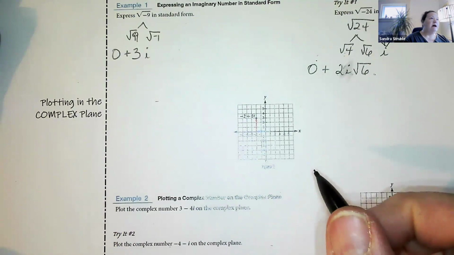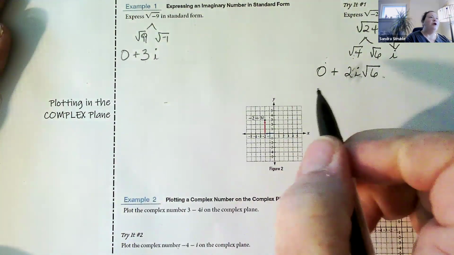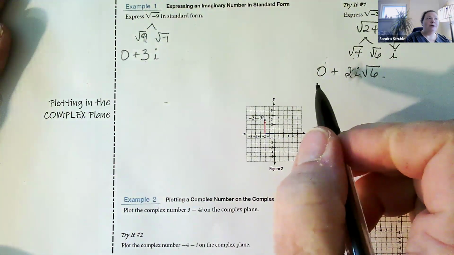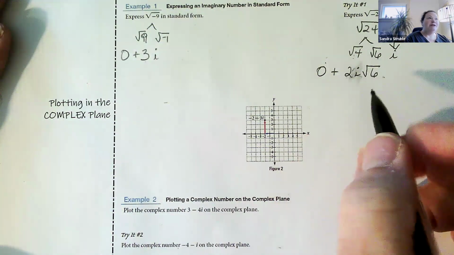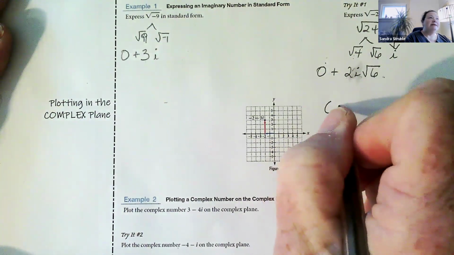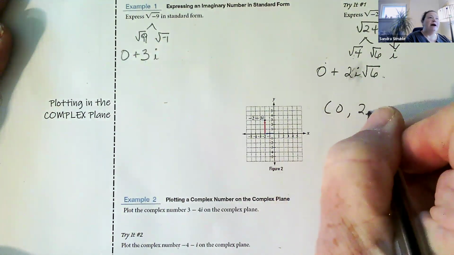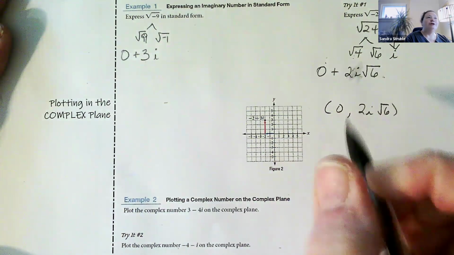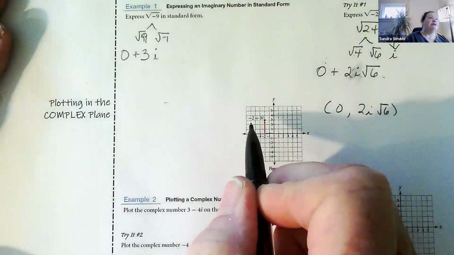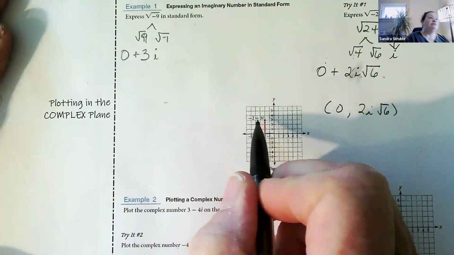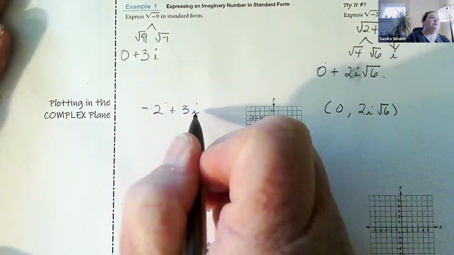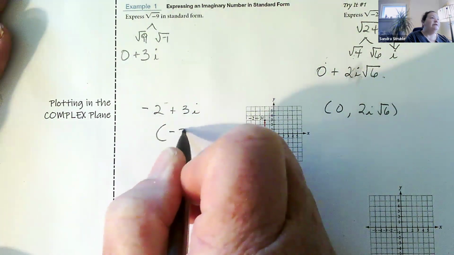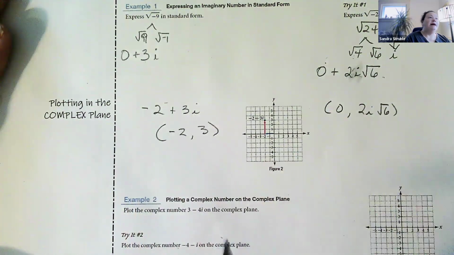All right, plotting in the complex plane. So if you're going to plot in this complex plane as well, let me turn off the light. There we go. The real part is always your x value, and your y part is always your imaginary value. So you can think of this as 0, 2 square root of 6. So for this one, they've got -2 plus 3i. And that's going to be, you're going to plot the point -2, 3. And that's where it's going to be.